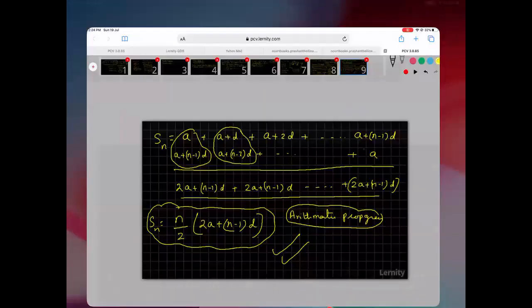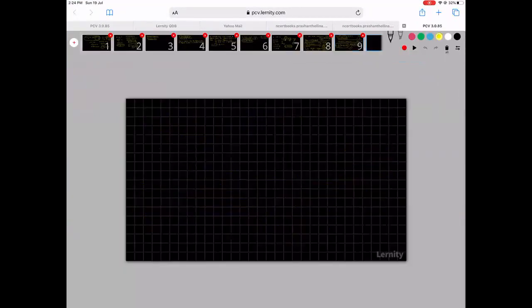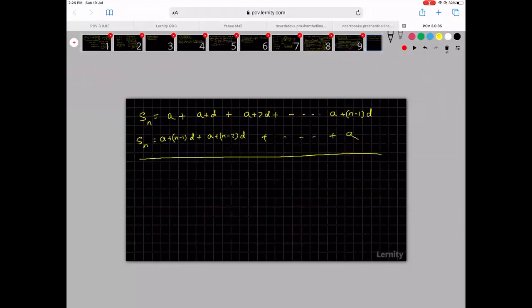There is nothing like you should divide this or you should divide this. The question was to find out the sum of n terms. That is to find out a plus d plus a plus 2d plus like this up to a plus n minus 1 into d. Now I'm taking another one. So a plus n minus 1d plus a plus n minus 2d. Like this I'm adding plus a. So when I add them, this side also I should add, no? So 2 times Sn is equal to 2a plus n minus 1 into d.